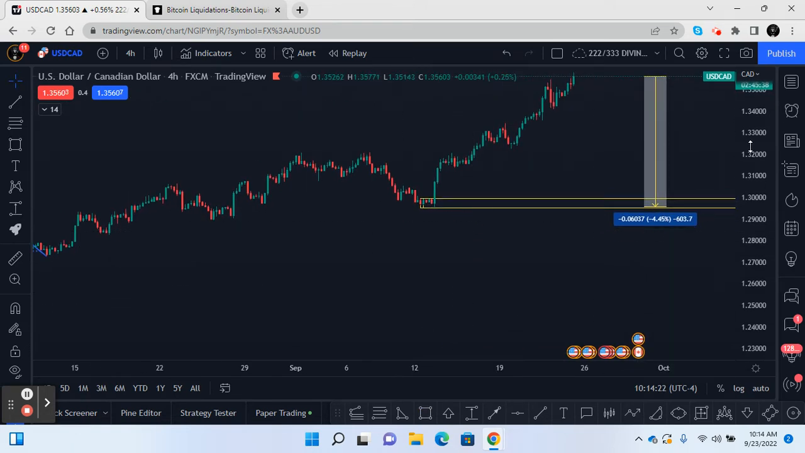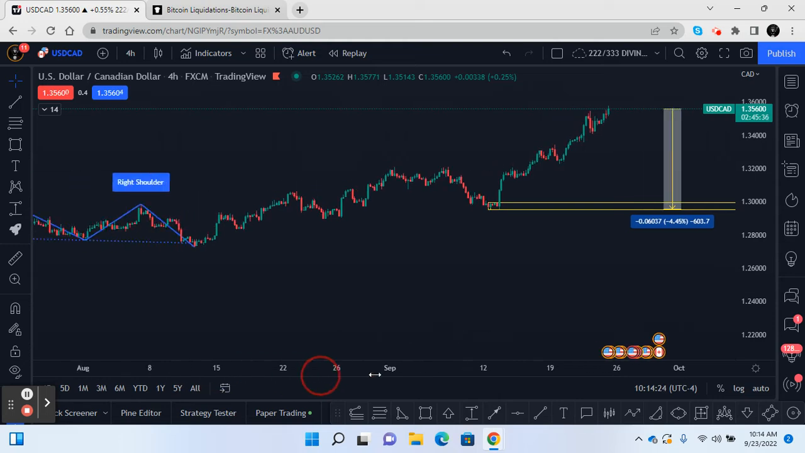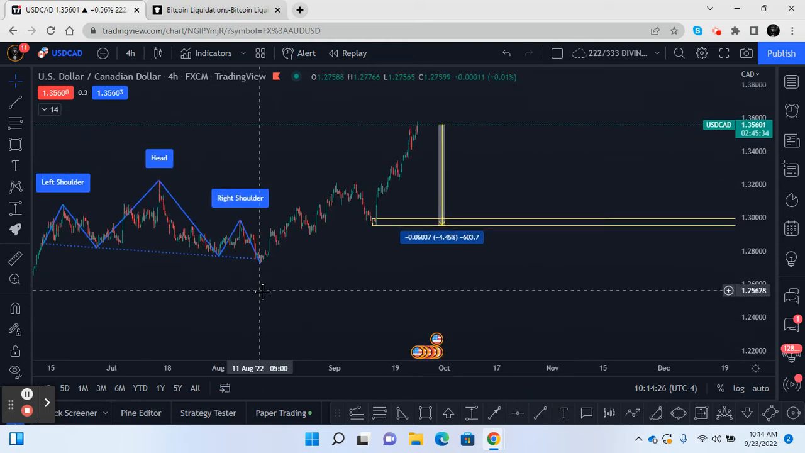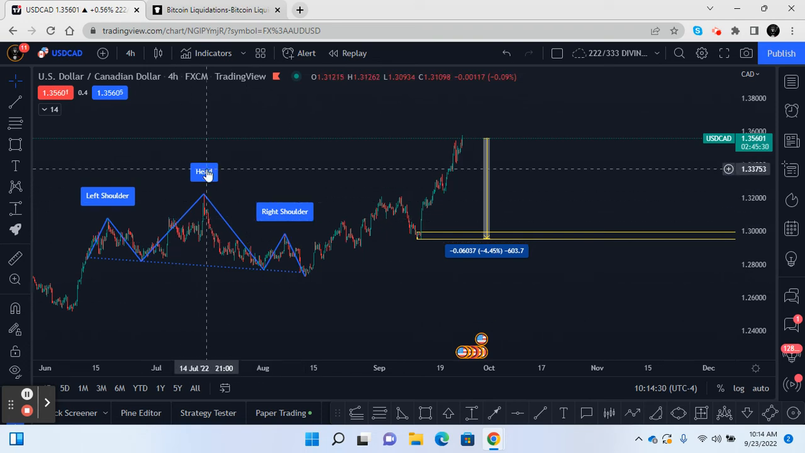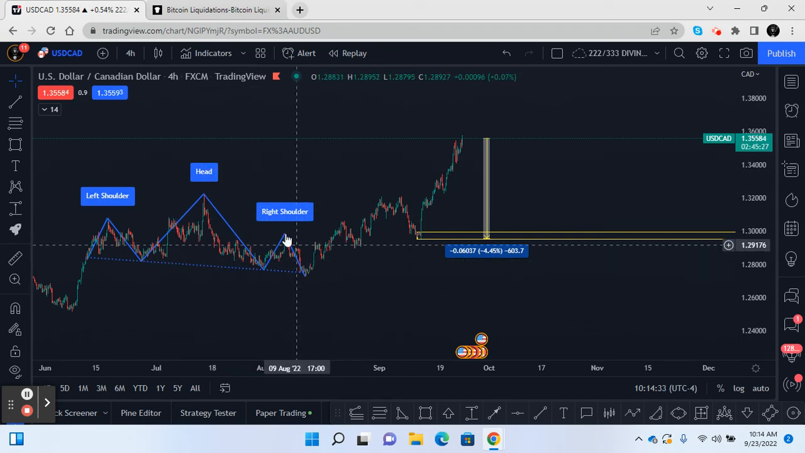Now, even further down, if we measure this, also, this is a good learning point too. This head and shoulders actually failed. We didn't break this neckline.